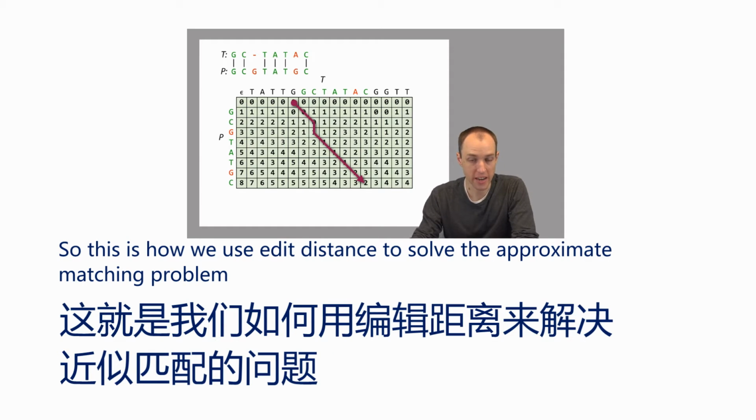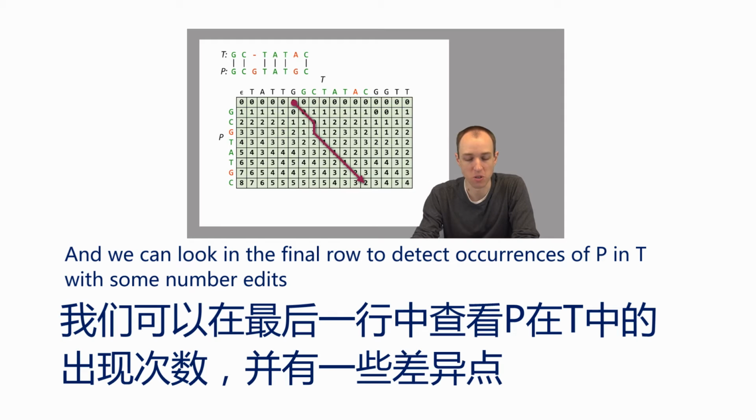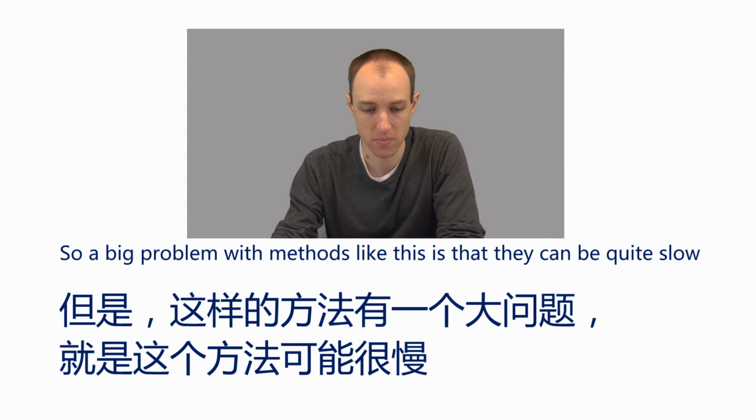So this is how we use edit distance to solve the approximate matching problem. We fill in a matrix just like this, and we can look in the final row to detect occurrences of p in t with some number of edits, and then we can use the traceback to identify the exact location where that match occurs and what the shape of the alignment is.